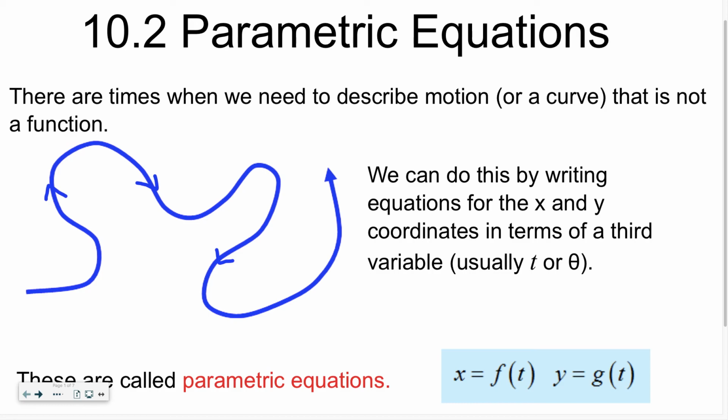What I want to do today is go over graphing them as well as eliminating the parameter and then talk about one calculus concept. But you need to be able to understand what's happening graphically before we do all the calculus, which we'll do tomorrow.